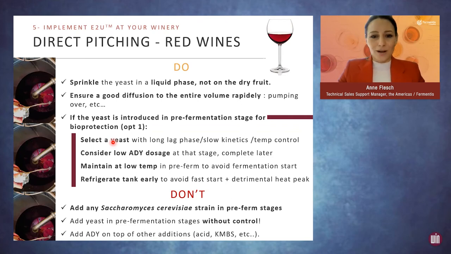You don't want to do option one specifically with any Saccharomyces cerevisiae strain in pre-fermentation stage. You want to choose your strain wisely. Also, you don't want to add yeast in pre-fermentation stage without control of the process, like I said. And just like in any yeast addition, you want to make sure that you don't pour the yeast directly on other types of addition, like different type of acid, KMBS and things like that.